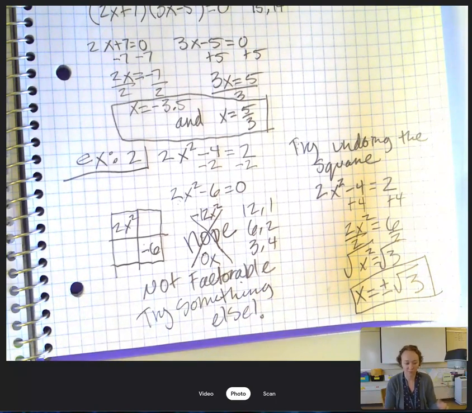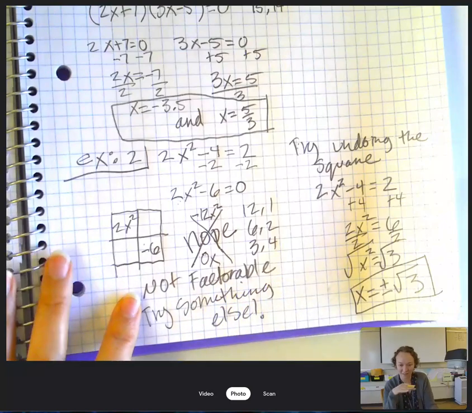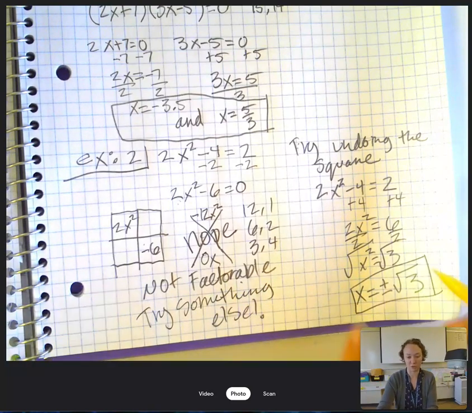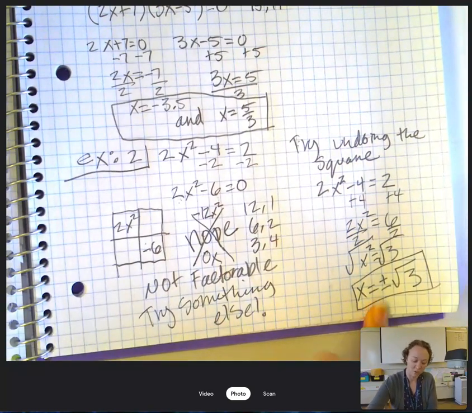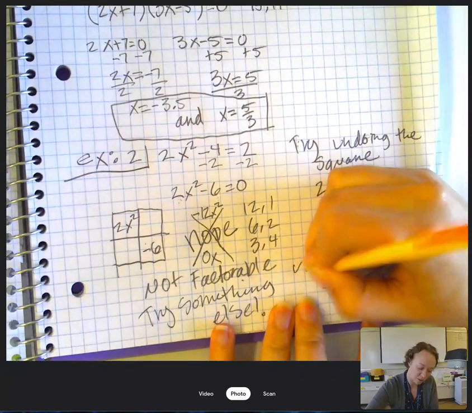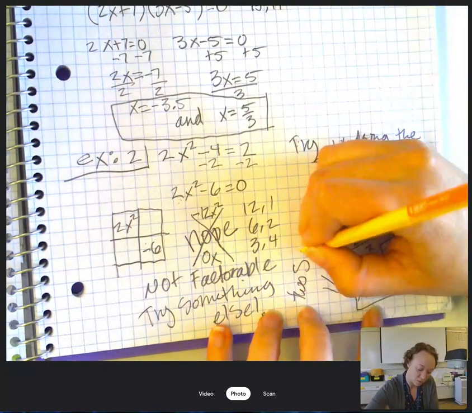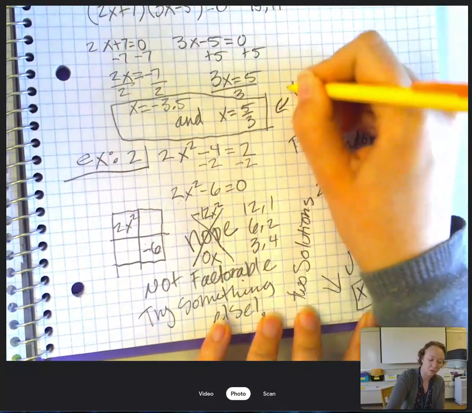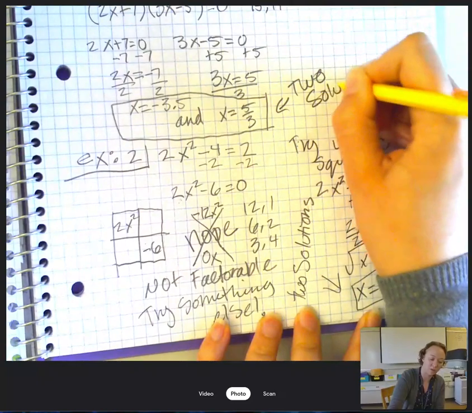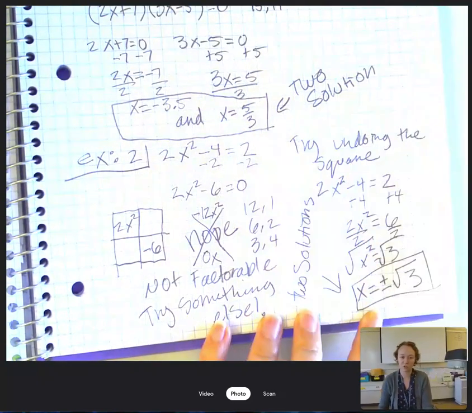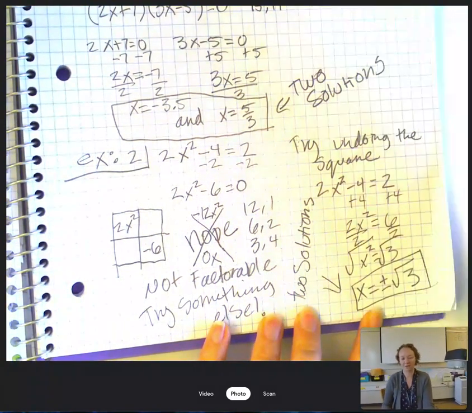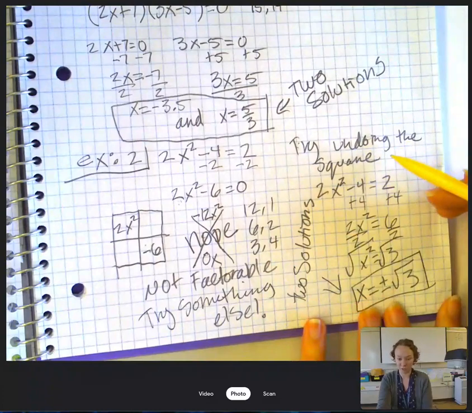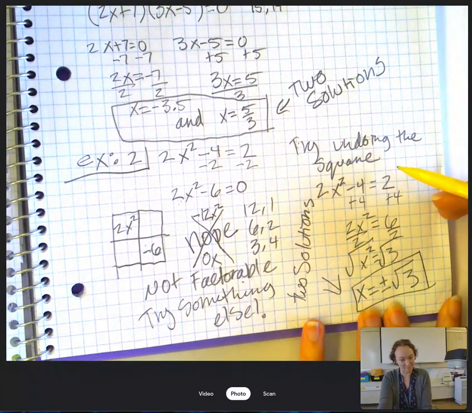So we've talked about this before. When it's not factorable, that does not necessarily mean there's no answer. It could be no answer, or it could be irrational roots like this one. So there's still two solutions, just like there was also two solutions up here. We know sometimes there's one, sometimes there's two, sometimes there's none. And there's more methods we can try, like undoing the square. We just haven't learned them yet.